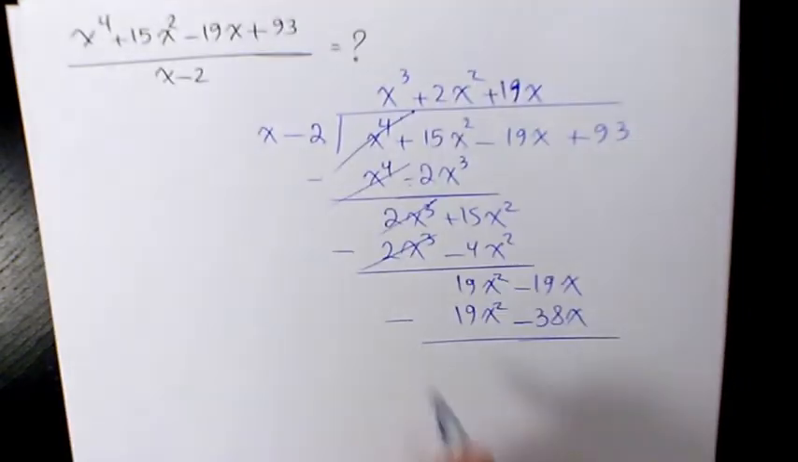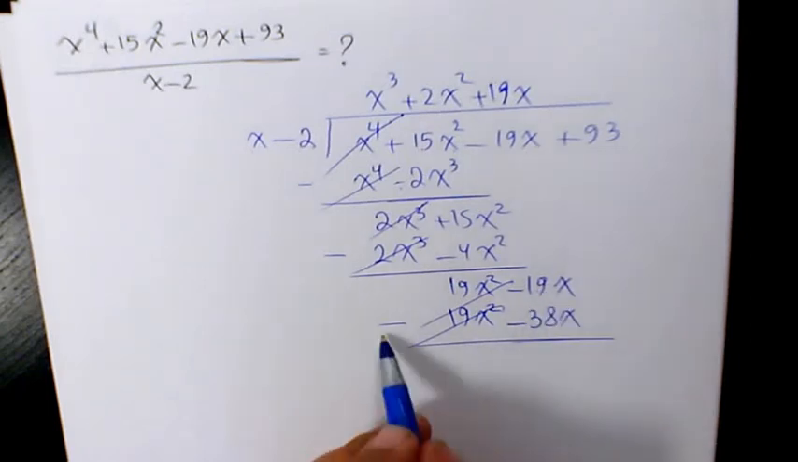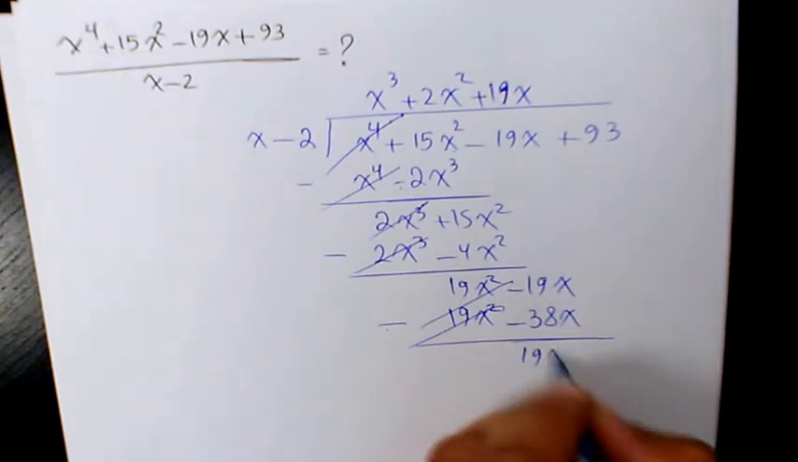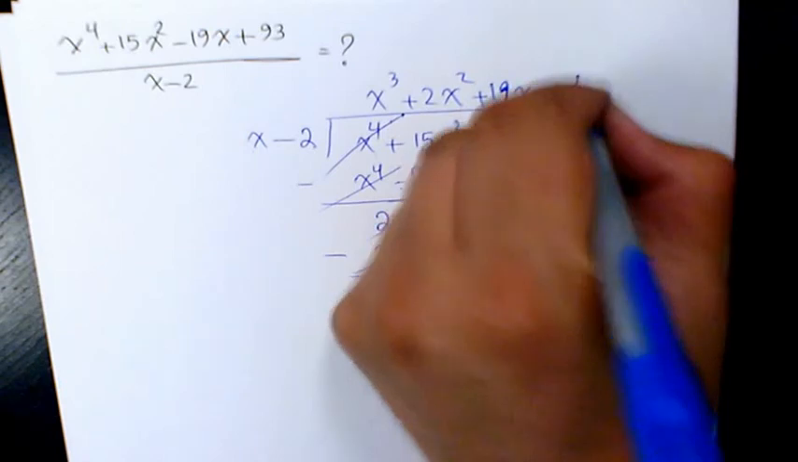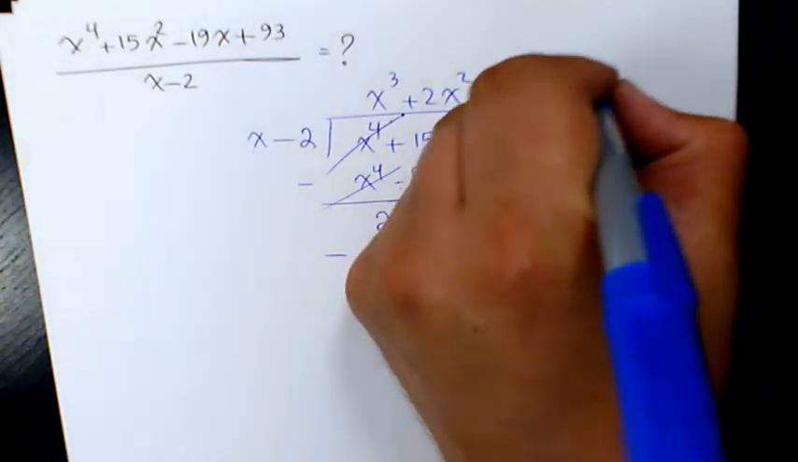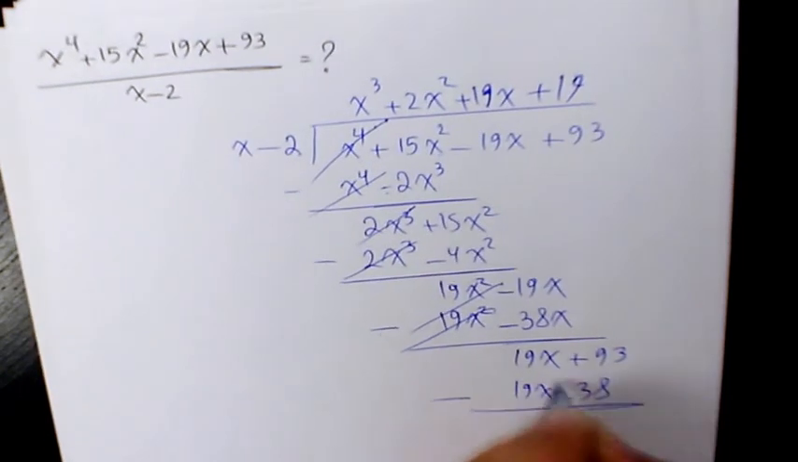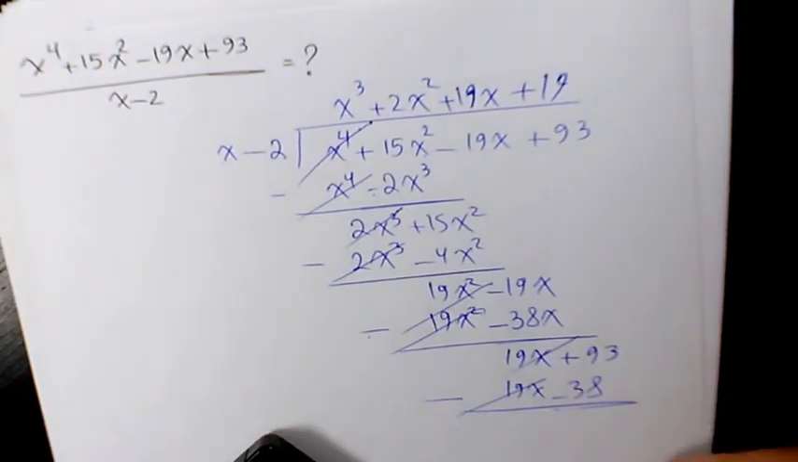When you subtract it, these two cancel out. Negative 19x minus negative 38x is going to be positive 19x. So 19x plus 93. 19x divided by x is going to be 19. So 19x minus 38. When you subtract it, these two cancel out, and we have 93 plus 38, which is 131.